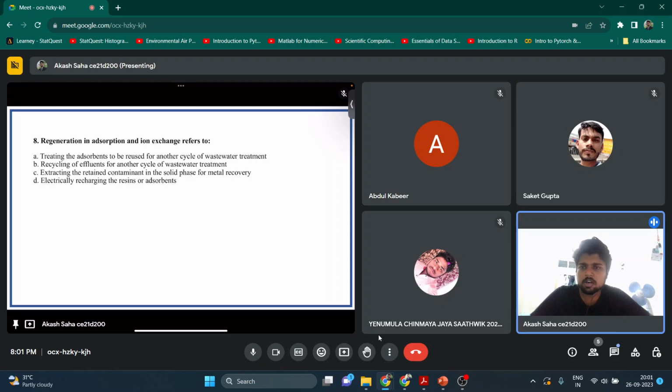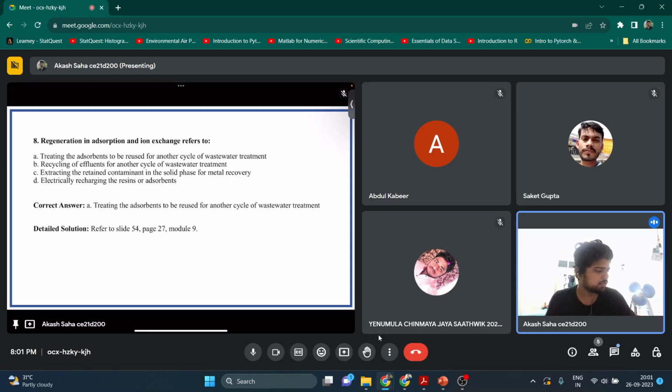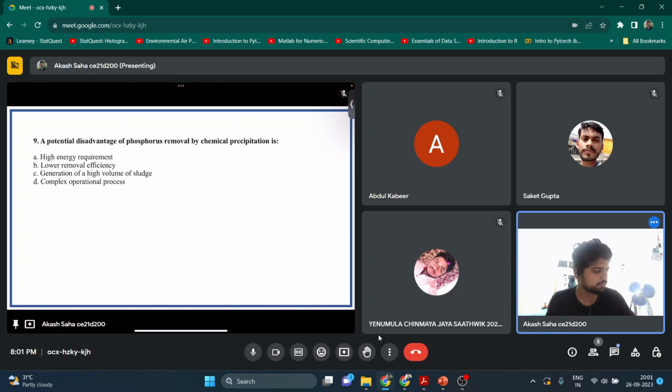Recycling of effluents will not help. Neither does extracting the contaminants. It is also not true, and electrically recharging is also not right. So we treat the adsorbent with some chemicals.